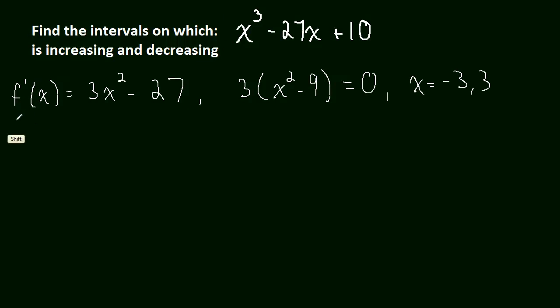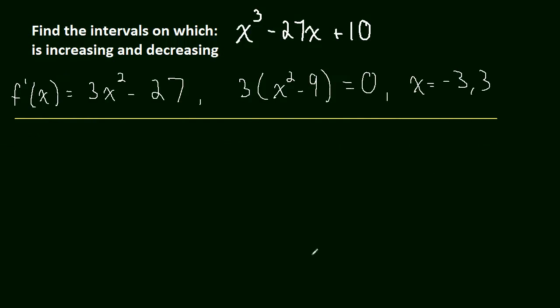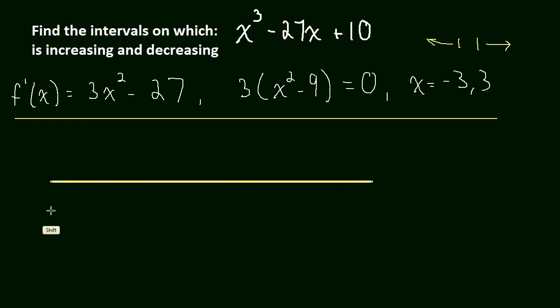Okay, now we can use something called the first derivative test. And what we're going to do is we're going to test the interval to the left of the first critical number, the interval between the two critical numbers, and then the interval to the right of the second critical number. So what am I saying here? I'm going to make a table.